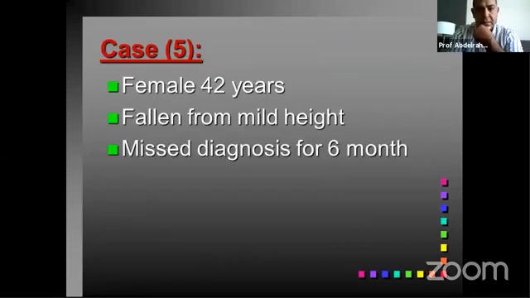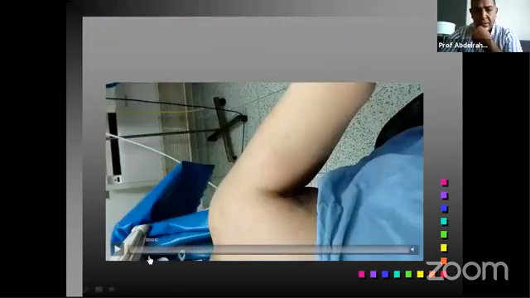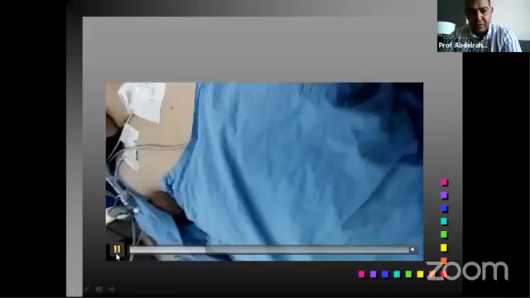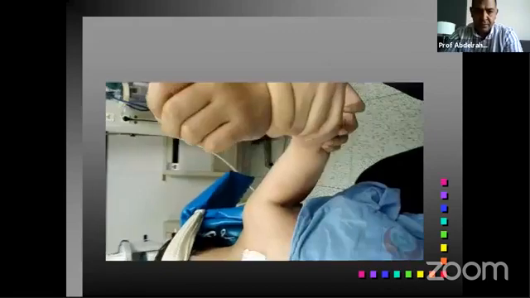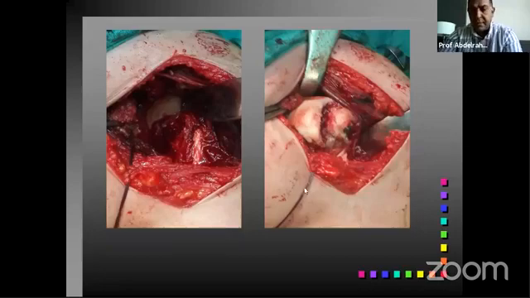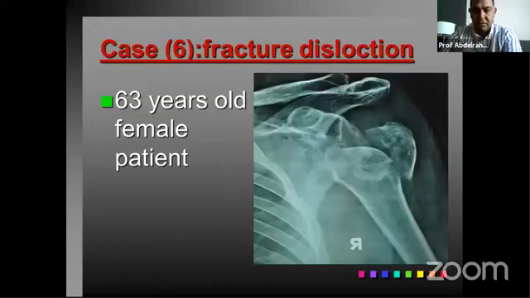Another case was female, 42 years, falling from mild height and misdiagnosis 6 months, also posterior dislocation. In most of these cases of posterior dislocation, you can't do any range of external rotation. The external rotation is very limited. So you can do internal rotation, but no external rotation. This is a photo. She had also big Hill-Sachs lesion. And here we do autograft from the iliac bone, fixed by 2 screws. And after that, we refix the subscapularis with its stay suture, and the patient does well.